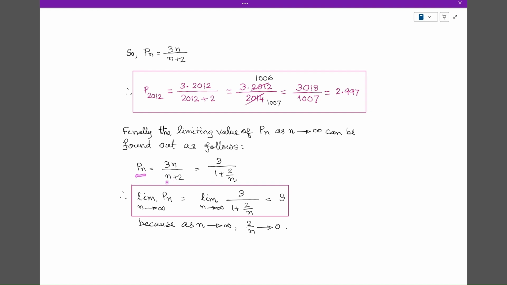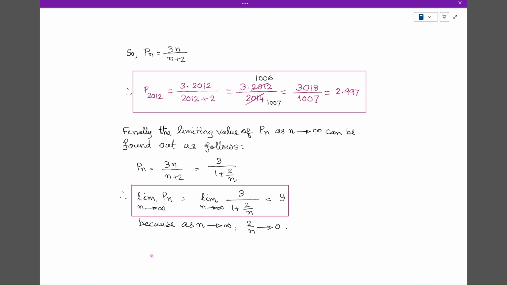Finally, the limiting value of Pn as n approaches infinity can be found out as follows. Pn is equal to 3n divided by n plus 2. By dividing numerator and denominator by n, we get Pn is equal to 3 divided by 1 plus 2 by n. Now, in the limiting case, when n approaches infinity, Pn is equal to limit of n approaches infinity 3 divided by 1 plus 2 divided by n, and this term becomes very small as n approaches infinity, so we can neglect it to get 3 divided by 1, which is 3.